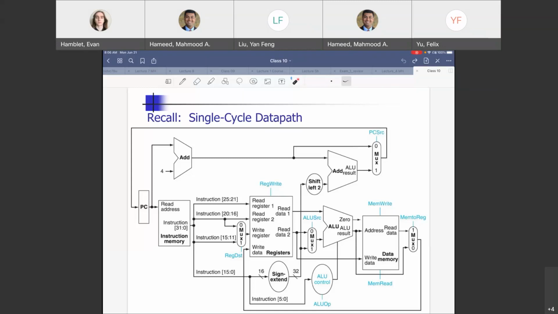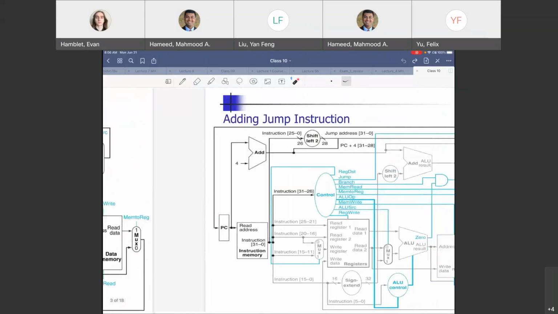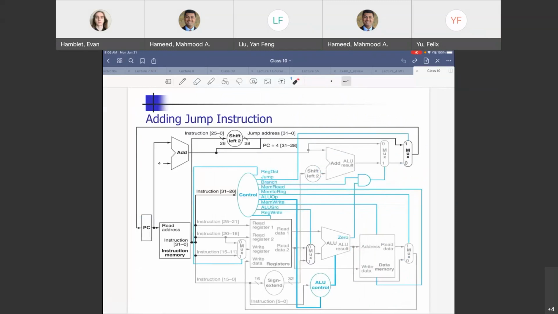All right, next, let's see. So that was last class, right? Now let's add the jump instruction to this. And while we are adding the jump instruction, we are also going to add 2 more blocks. I'm going to spend quite a bit of time talking about these blocks. One is the main control unit, which appears over here. The other is the ALU control unit that appears over here. We'll talk about those two later on, but first let's talk about the jump.